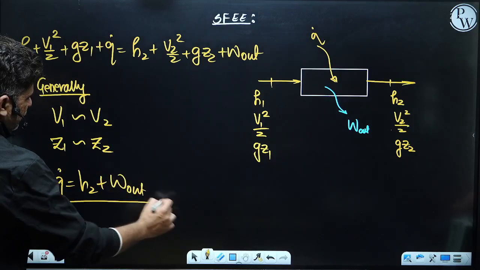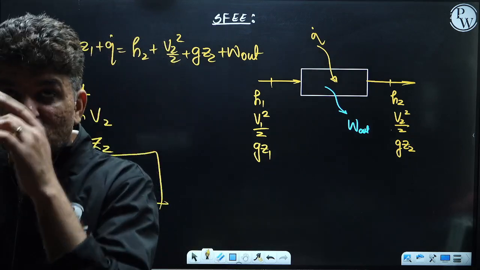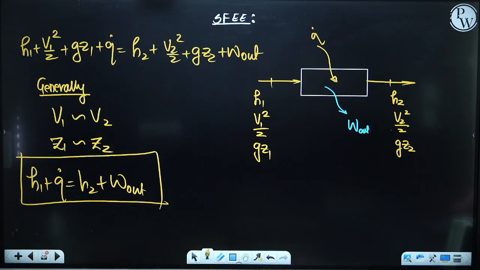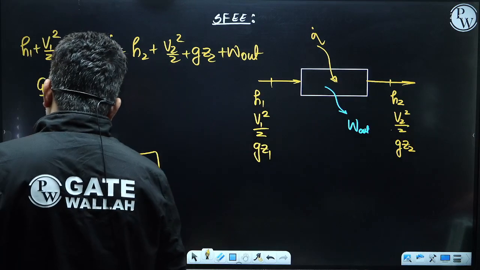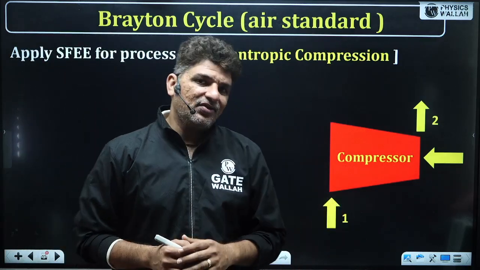This is what your simple equation looks like. Okay, this we had seen in the last lecture also. So today we are going to utilize this equation as well, and we are going to do the analysis of the 4 devices that we have.